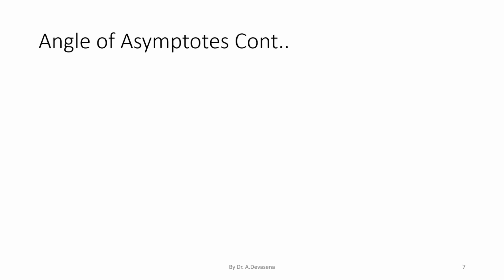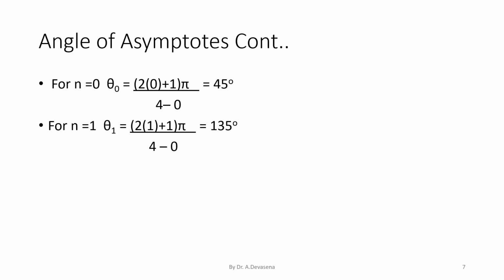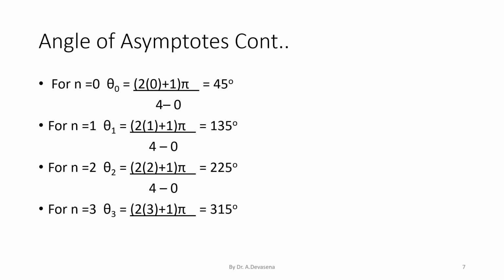The angle of asymptotes calculation is given below. For n is equal to 0, theta suffix 0 is equal to 45 degree. For n is equal to 1, theta suffix 1 is equal to 135 degree. For n is equal to 2, theta suffix 2 is equal to 225 degree. For n is equal to 3, theta suffix 3 is equal to 315 degree.